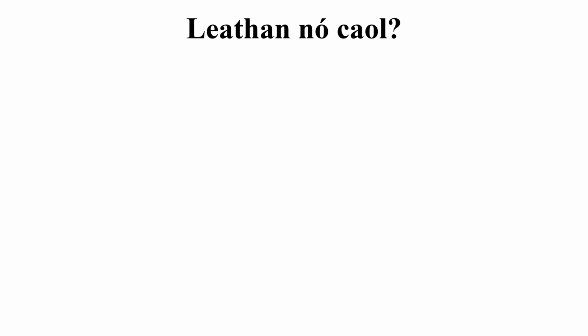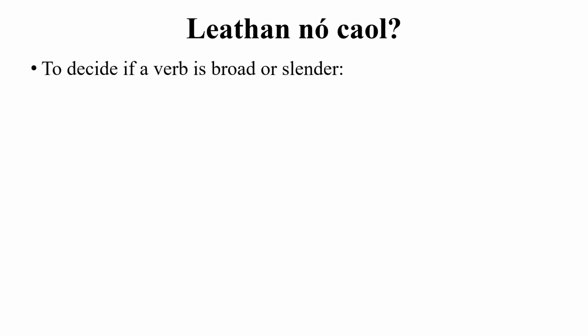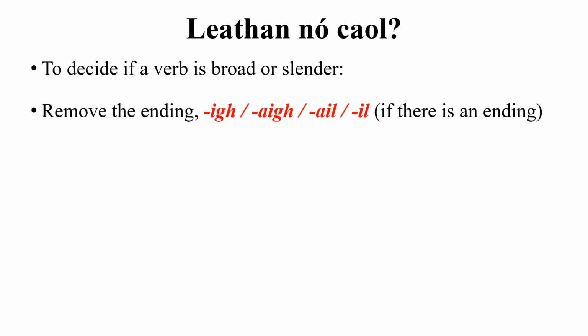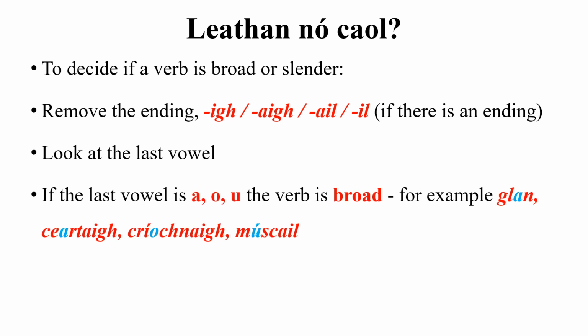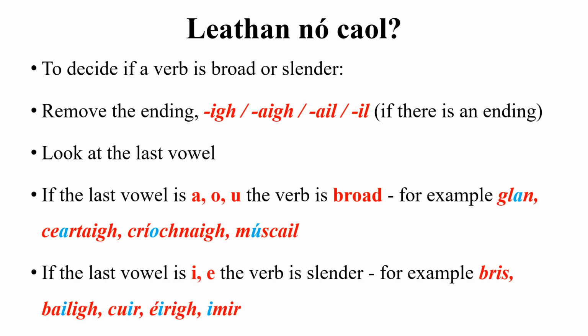A quick review of leathan or caol, broad or slender. To decide if a verb is broad or slender, remove the ending IGH, AIGH, AIL, or IL. If there is an ending, look at the last vowel, and if the last vowel is A, O, or U, the verb is broad. For example, glan, ceartaigh, críochnaigh, múscail. If the last vowel is I or E, the verb is slender. For example, bris, bailigh, cuir, airigh, and imir.